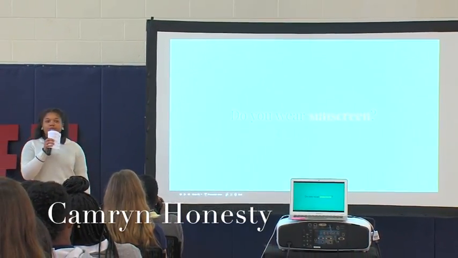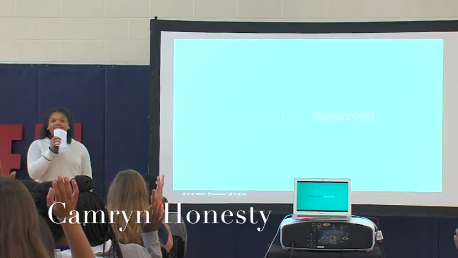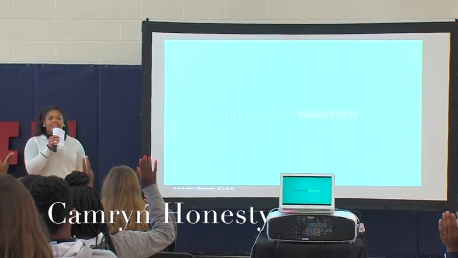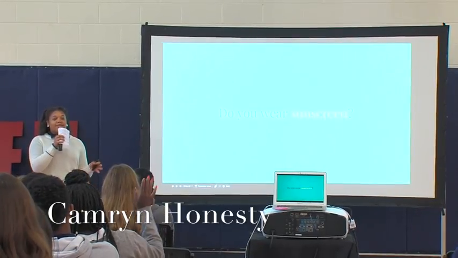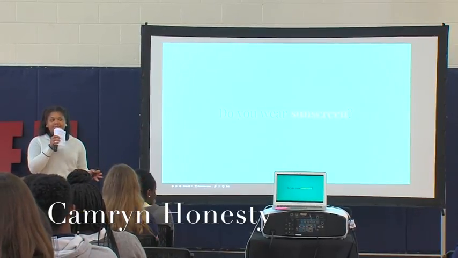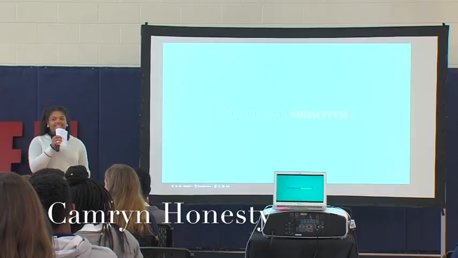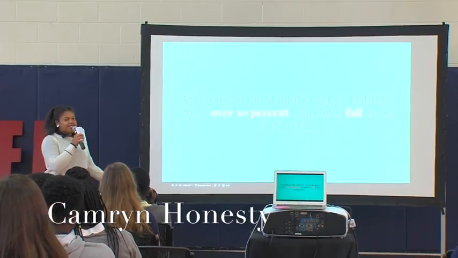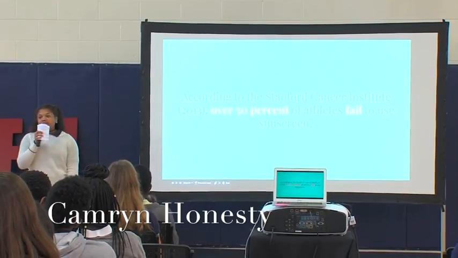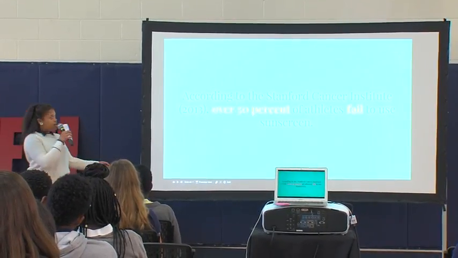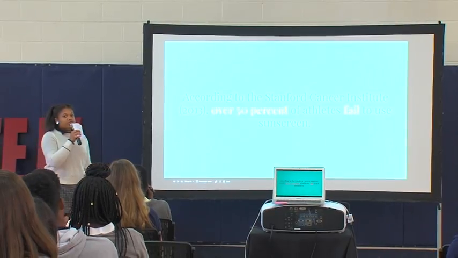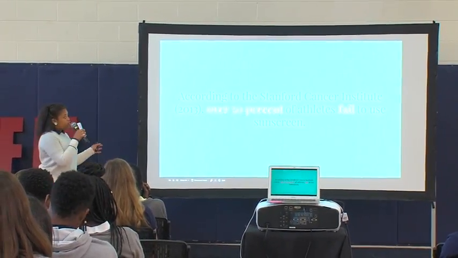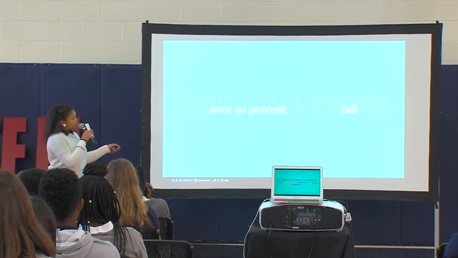How many of y'all play sports? You can raise your hand. Okay, how many of y'all play sports outside? Now keep your hand up if you actually wear sunscreen when you play your sport. Great. So, according to Stanford's Cancer Institute, over 50% of athletes do not wear sunscreen when they're out on the field, which shows that we need to protect our athletes from the harmful UV rays that are outside.